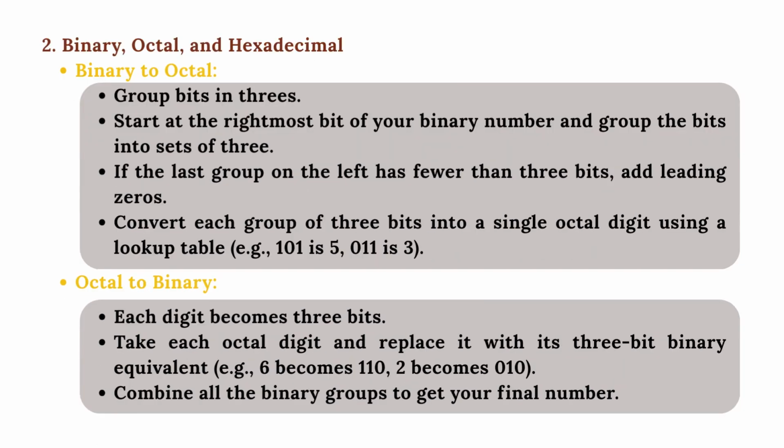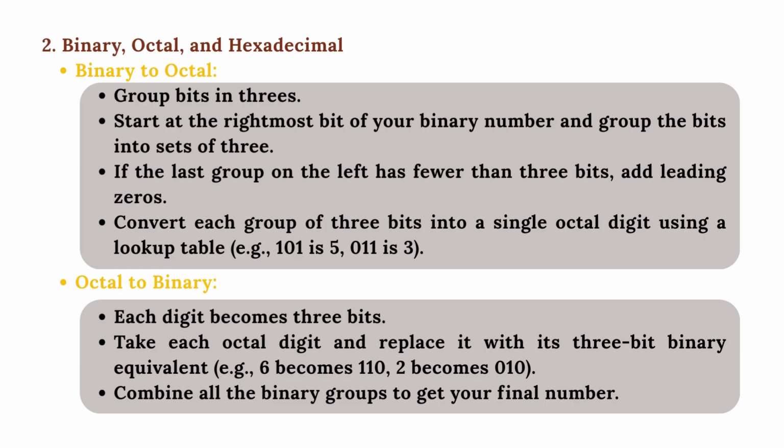Then binary, octal and hexadecimal. In this case, for binary to octal, you have to group the bits in threes. Start at the rightmost bit of your binary number and group the bits into sets of 3. If the last group on the left has fewer than 3 bits, add leading zeros. Convert each group of 3 bits into a single octal digit using a lookup table. For example, 101 is 5, then 011 is 3.